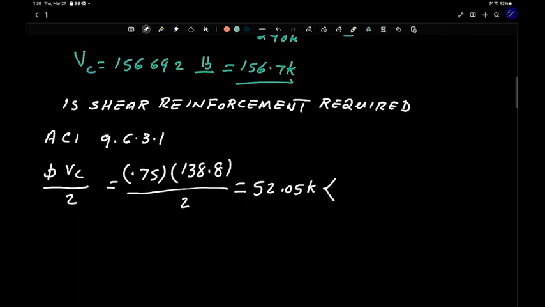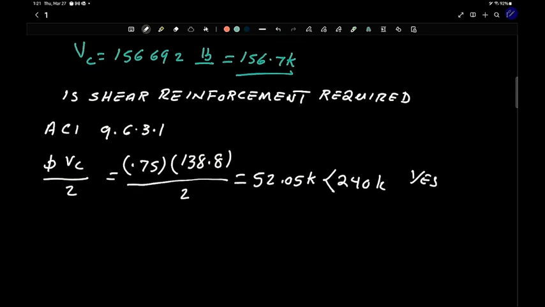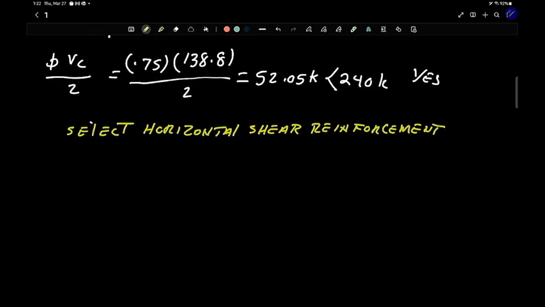So the next thing we're going to check: do we require shear reinforcement? Remember, we did this quite a bit when we did the shear design. Half of the φVc should be less than Vu. So half of φVc comes out to 52.05, and our Vu was 240 kips. And we say, yes, we need it. So that comes out a yes. And so the horizontal reinforcement basically is the transverse anyway.